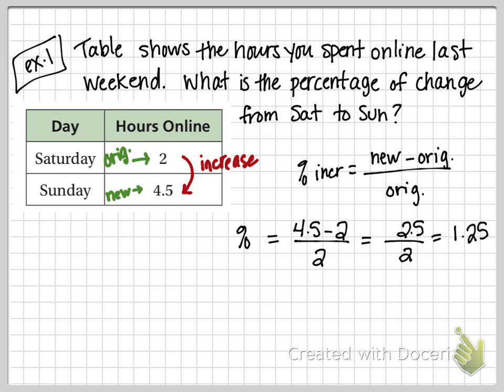1.25. So remember, when you finish this and you do your division, you plug in, subtract, whatever, you end up with 1.25. But that is not our percent, that's our decimal. So remember, we always take that decimal and we move our decimal place to go from a decimal to a percent, move 2 places to the right, and add the percent sign. So our percent change was an increase of 125% from Saturday to Sunday.